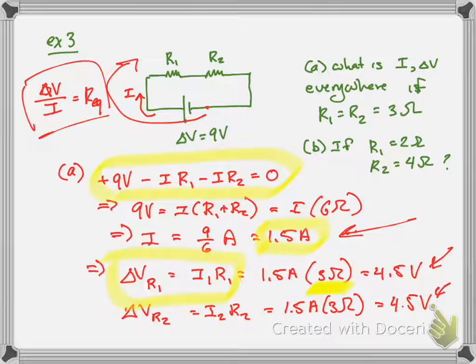So delta V, the potential difference across R1, is 1.5 amps times 2 ohms, which is therefore 3 volts, and the potential difference across R2 is 1.5 amps times 4 ohms, which is 6 volts. So it's going to be 3 volts and 6 volts. Let me write this down. So for A and B, there's the same current. For part B, it's 3 volts across the smaller resistor and 6 volts across the bigger resistor.